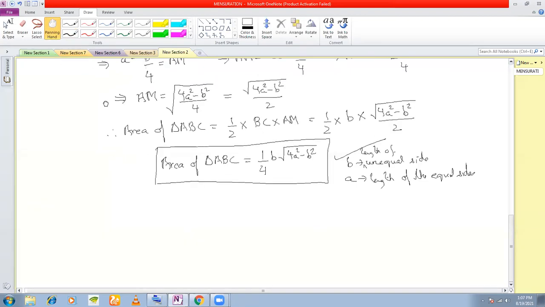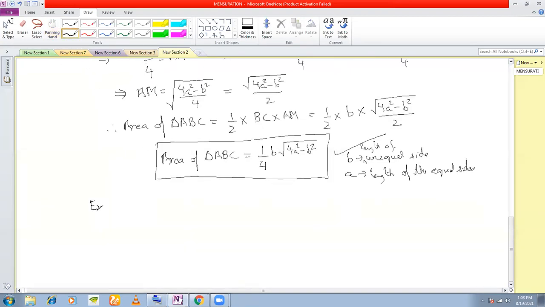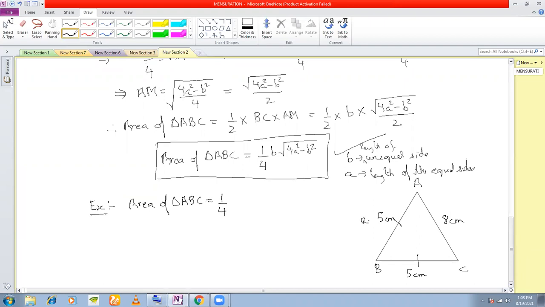Right? Let me give you a small example. If I give you an isosceles triangle in which these two sides are equal, and I give you the length of these sides to be 5 centimeter, 5 centimeter. And if I give you the length of this side to be 8 centimeter, what is the area of this triangle? Use this formula, 1/4. So equal sides are A, and this is B.